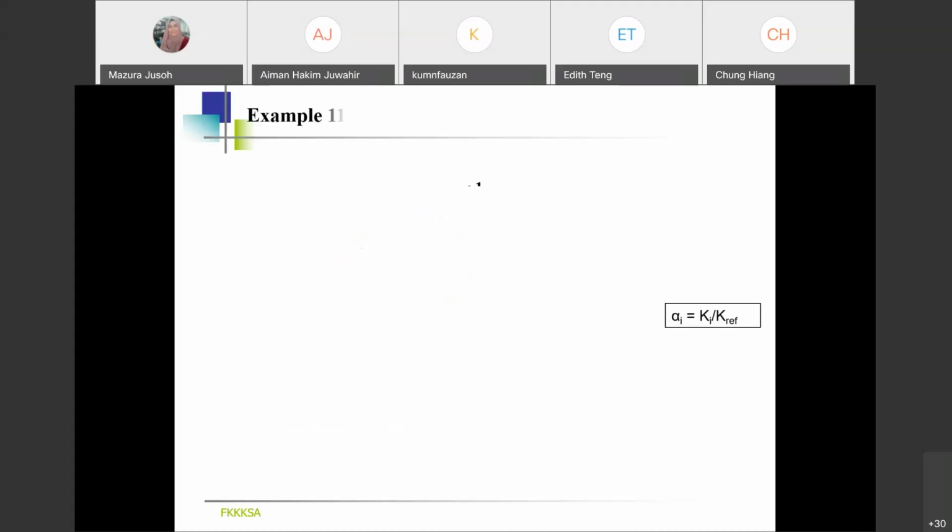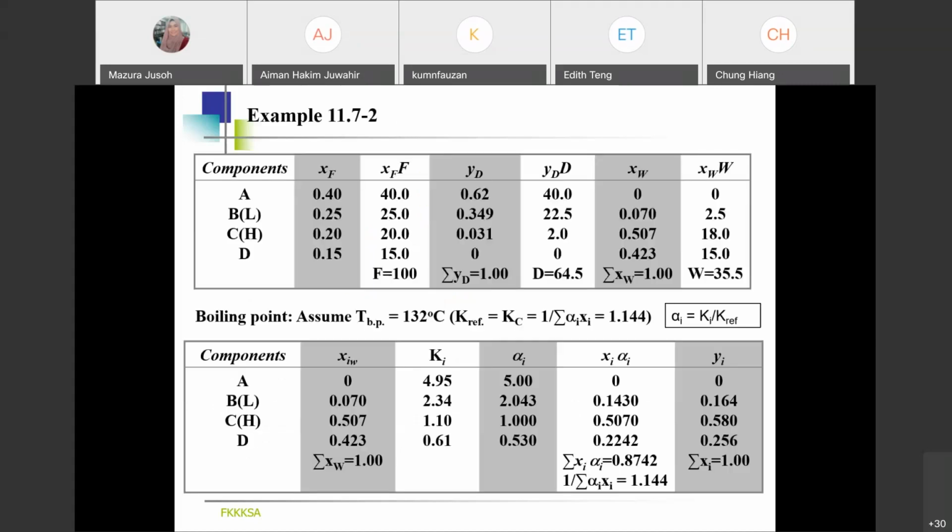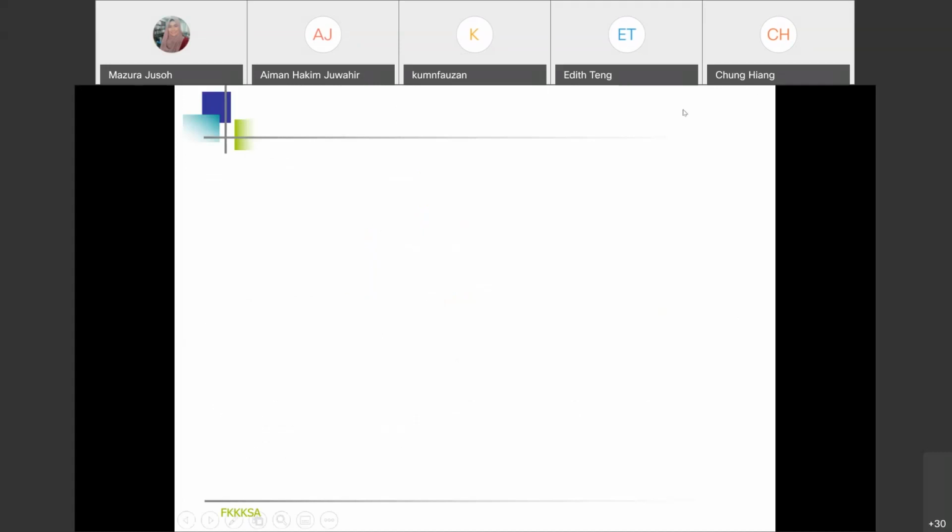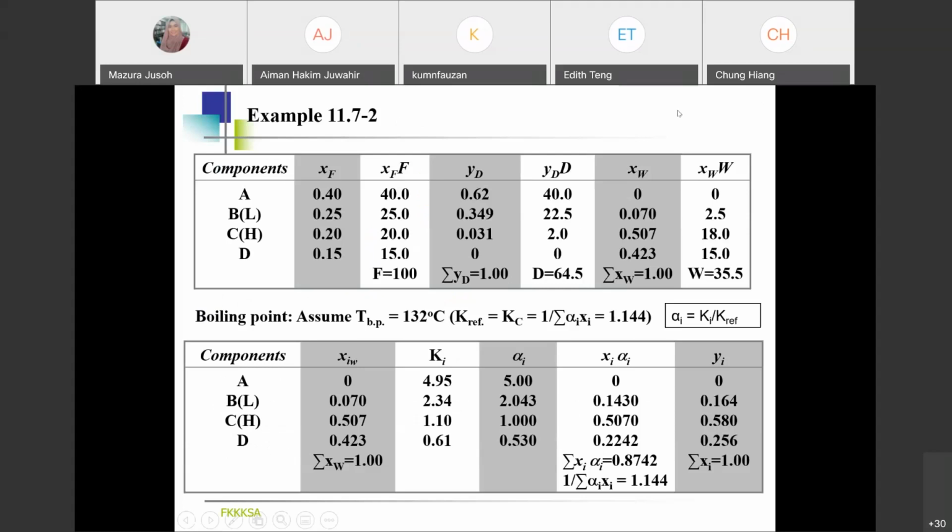To make you understand this further, you will look at the same example. This is what you have from the question. You have calculated dew point, and now you want to continue with boiling point. You assume 132 degrees Celsius, and the K value found at this point would be 2.0. Then you calculate the alpha.